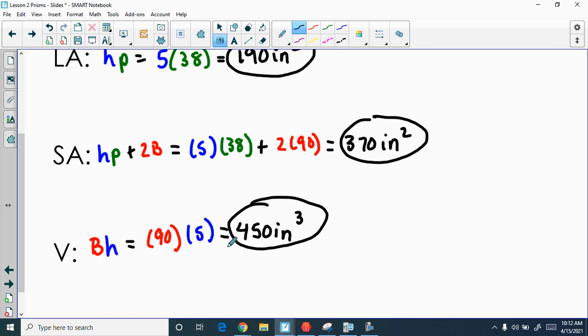Now you can use those formulas that are listed on your formula sheet. The only one that's not there is lateral area, so keep that in mind. You should get the same answer, but I strongly suggest using these.